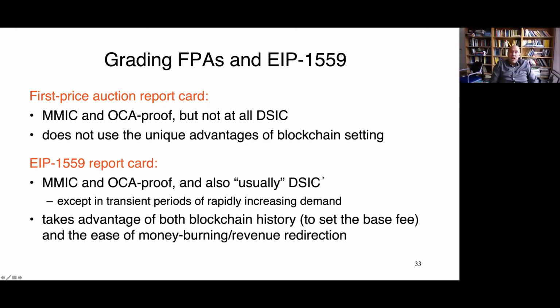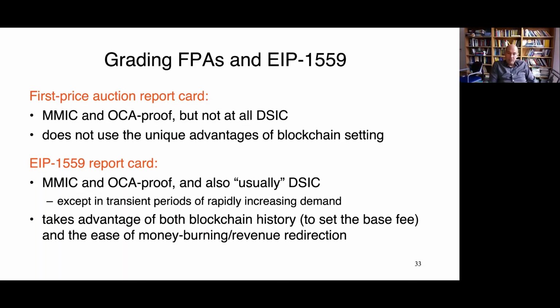So EIP-1559, as we discussed, really does take advantage of both of those benefits. And so it uses the blockchain history to figure out what the reserve price should be. And then for the game theory, it's really crucial that it does not pass base fee revenue onto the miner, that it sends it elsewhere, for example, burning it.